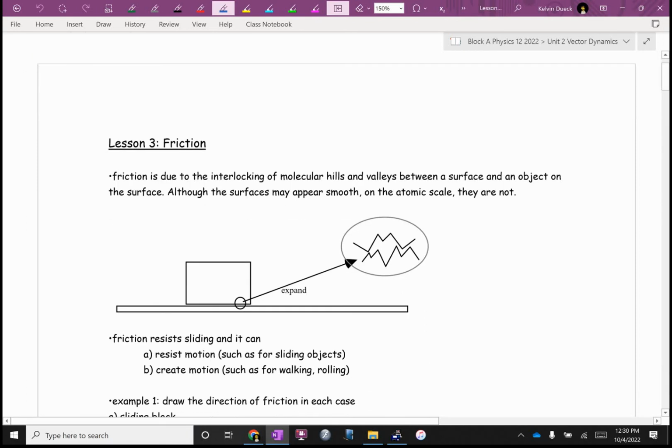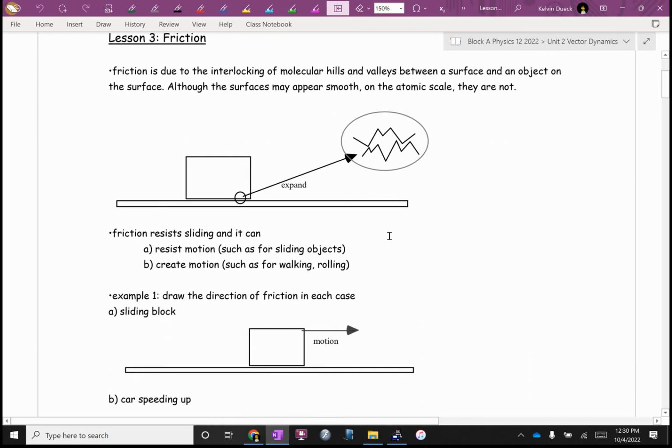What is friction? Friction is due to the interlocking of molecular hills and valleys between a surface and an object on that surface. Even for surfaces that appear smooth, like your lab tables, if you zoom in on the atomic scale, they are rough. And so when objects slide across each other, those molecular hills and valleys grab onto each other and they resist or impede sliding. In terms of a direction, it's always going to be in the opposite direction that the object that we're looking at is trying to slide.